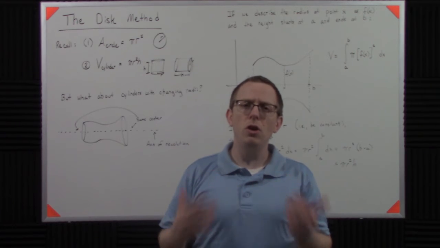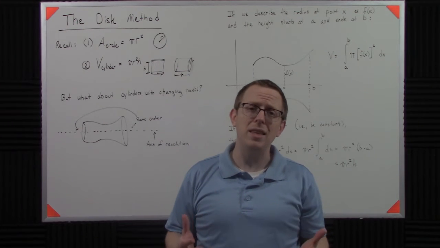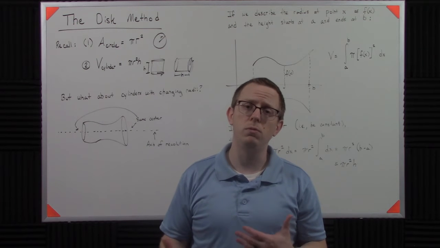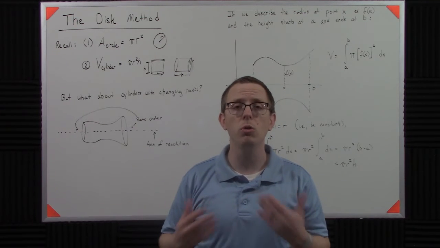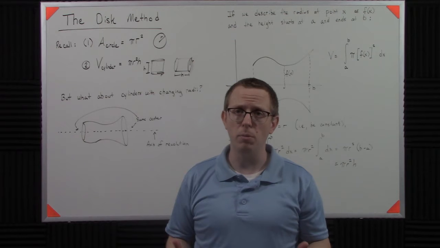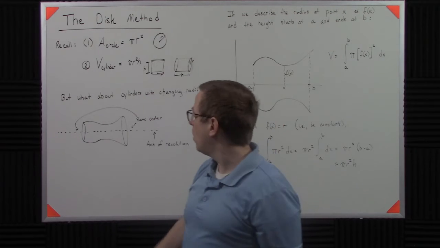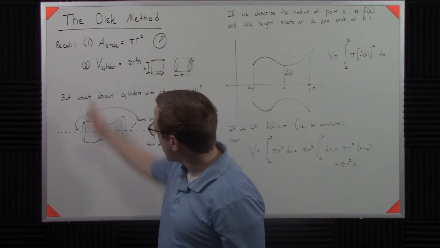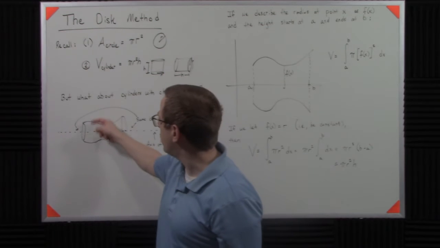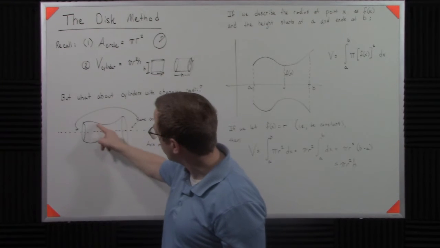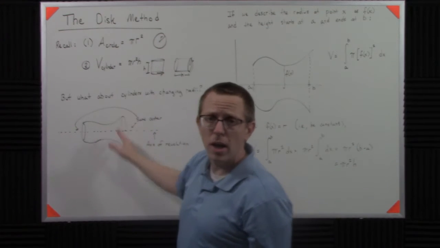Now, there's an alternative way to think about this that I think is a little more intuitive than doing the standard calculus way. What you're really saying at any given moment is, okay, if I slice this at any moment, I have a circle, right? If I slice this, there's a circle here. If I slice it, there's a circle there. And so on and so on.